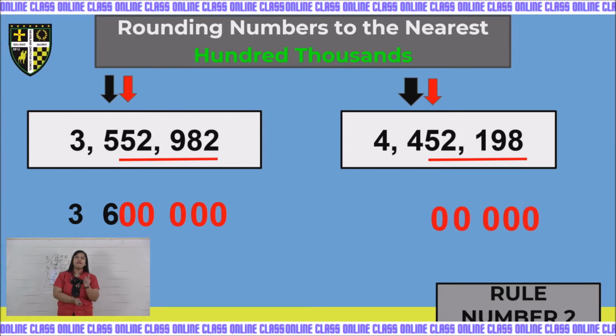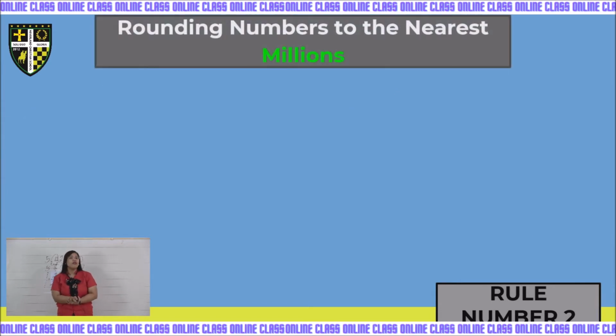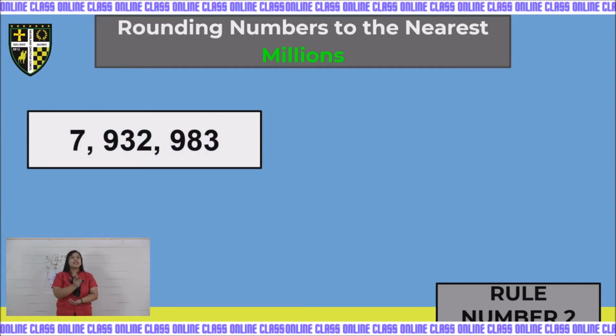So as you can see, the underlined digits will become all zeros. And again, 4 will become 5. Why again? Because, kids, the number at the right side of 4 is 5. So automatically, we will just add 1 to 4 to make it 5. And we will just copy the digit on the left, which is 4. So we have 4,500,000.